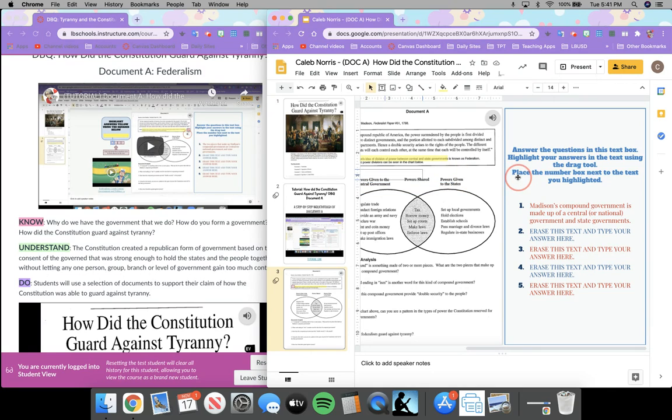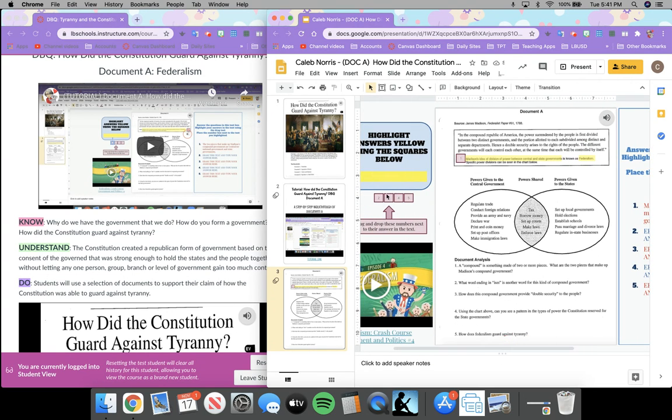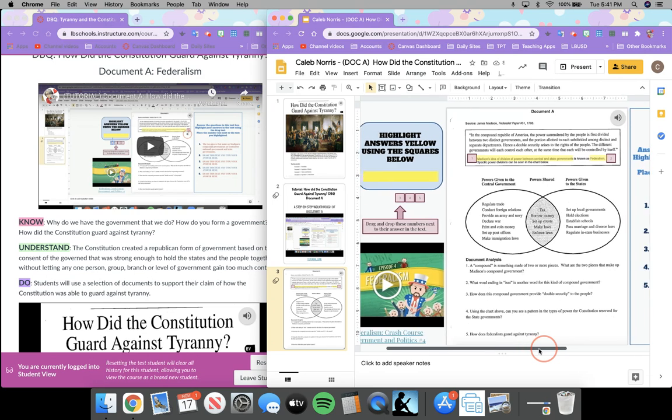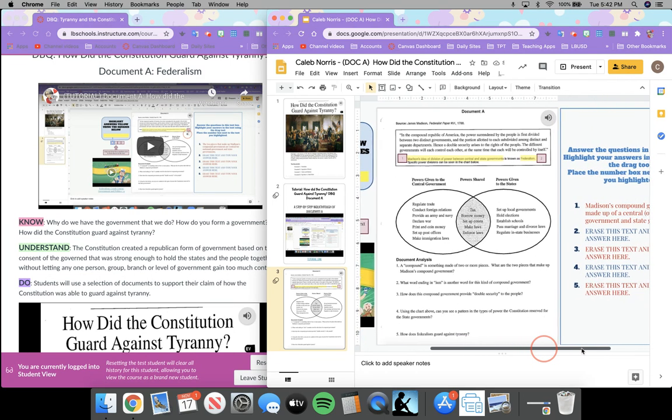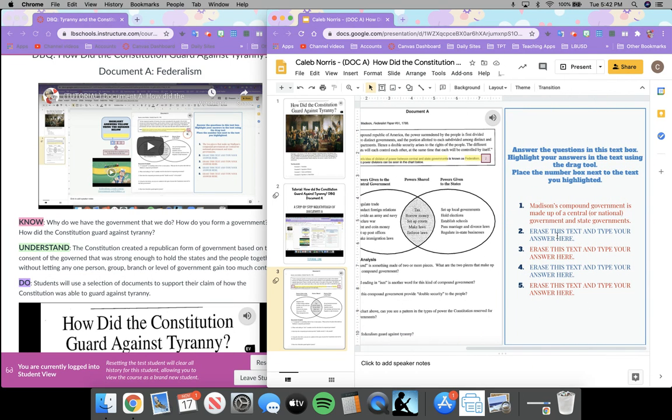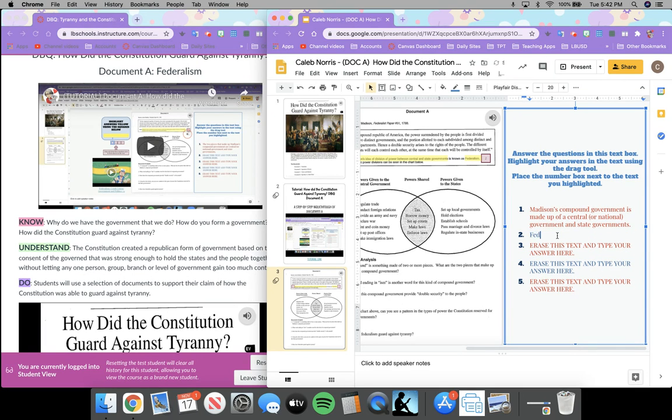So I'm going to take my little square and I'm going to put it around federalism. And then I'm going to move my number 2 to next to it, just like that. Okay. And then what word ending in ism is another word for this kind of compound government? Federalism. That's all I have to write.